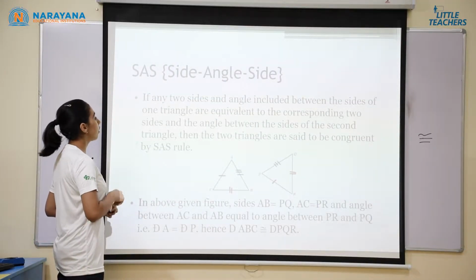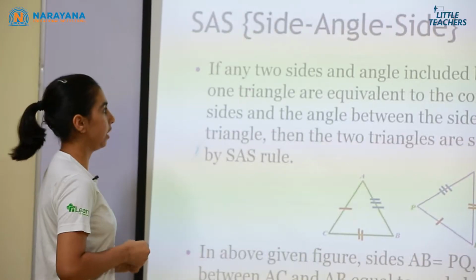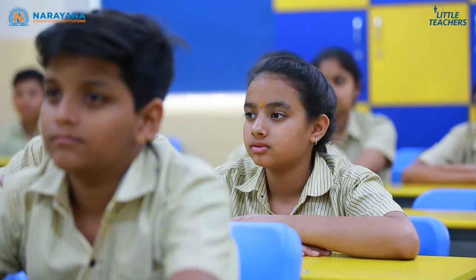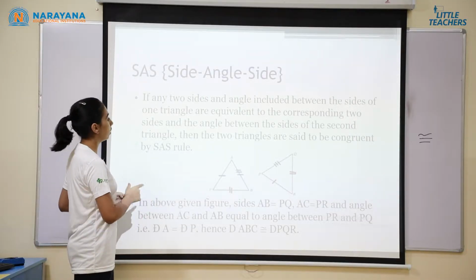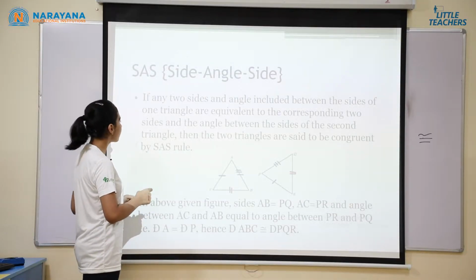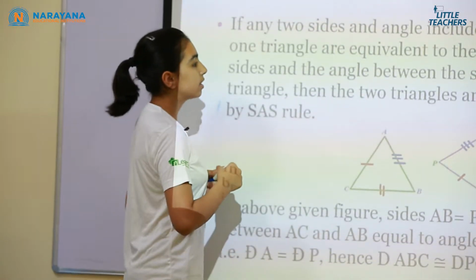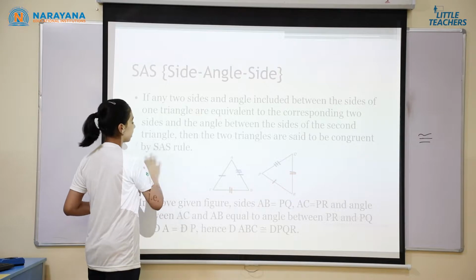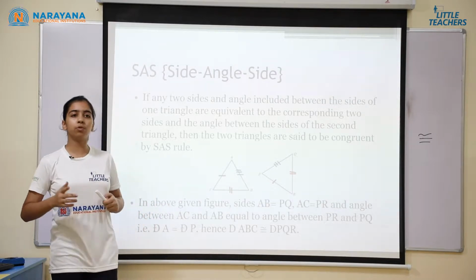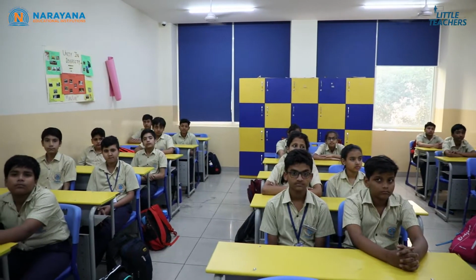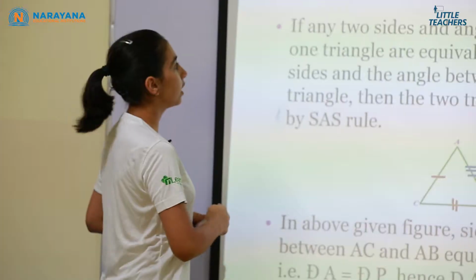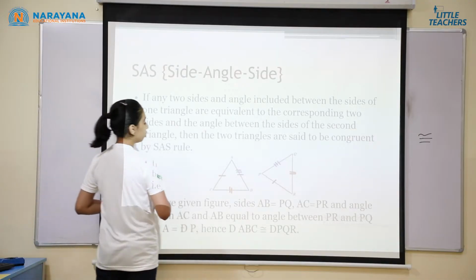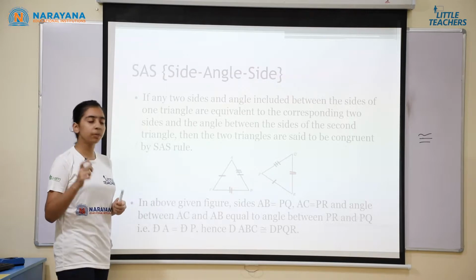The second criteria is SAS criteria. If any 2 sides and the angle included between the sides of one triangle are equal to the corresponding 2 sides and the angle between the sides of the second triangle, then the 2 triangles are said to be congruent by the SAS rule. SAS means side, angle, side rule. From the word itself we can see side, angle, side, the 2 sides and the angle between them.